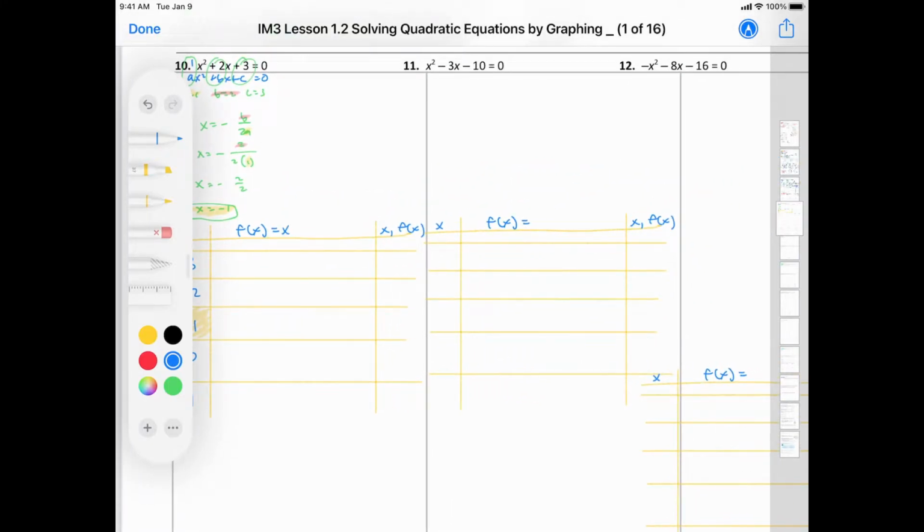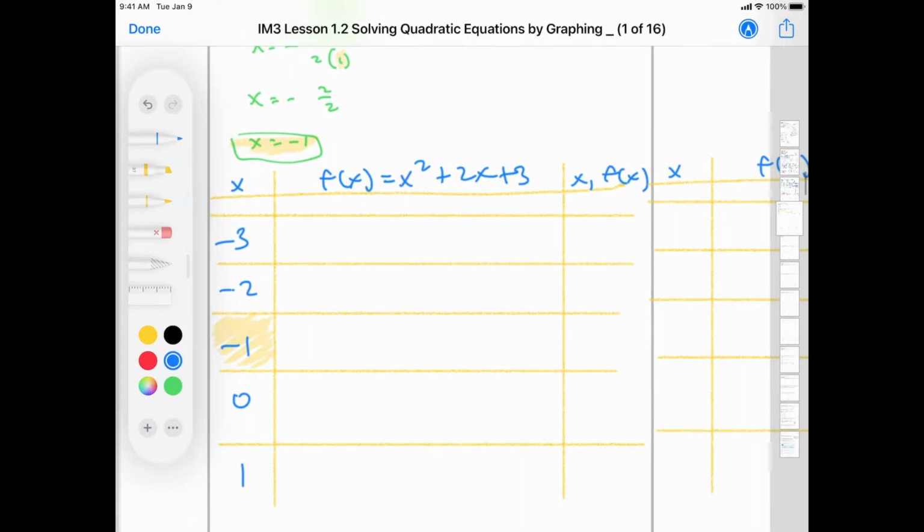So I have x squared plus 2x plus 3. And let's go ahead and just substitute in. Basically, every x value is just going to go down that column and in here. What does that look like? So you can see that column. Then I'm going to put in a -3. And that'll give me 3 plus 3, which gives me 6.